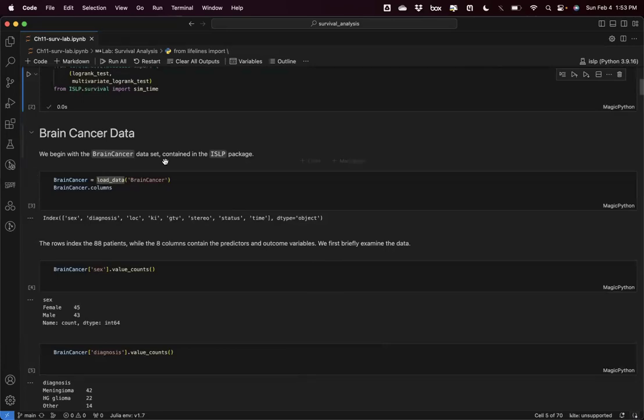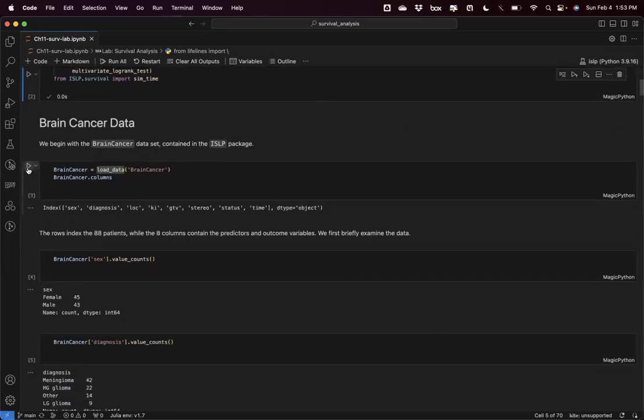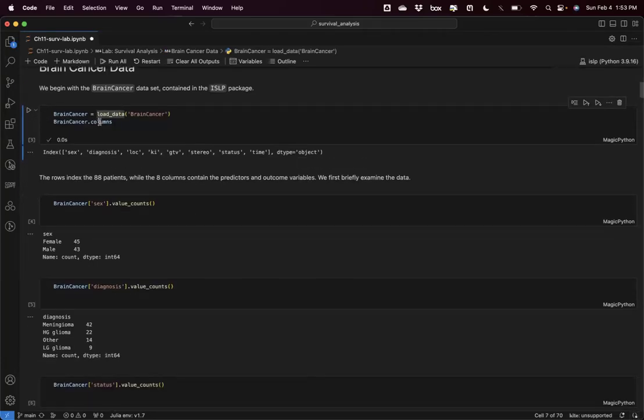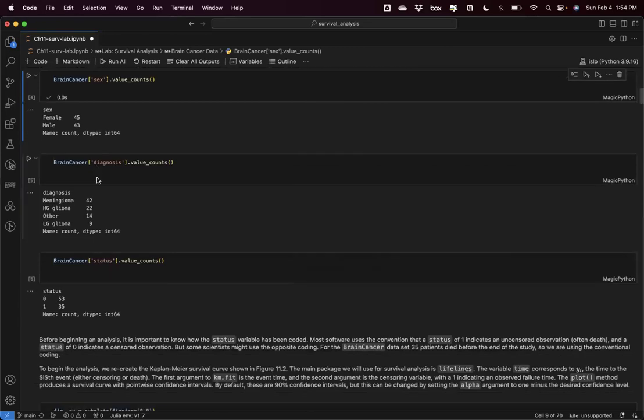And then from the load_data, right? Remember the load_data function from the ISLP library? We're going to load the BrainCancer data. Okay. And as you can see, the columns, which are the variables, are the same as we saw in the R example: sex, diagnosis, loc, ki, gtv, stereo, status, and time. Then if we do just a value count on the sex, for example, how many are female, how many are male, we do this, right? And we see that in this cohort, 45 patients are female, 43 are male.